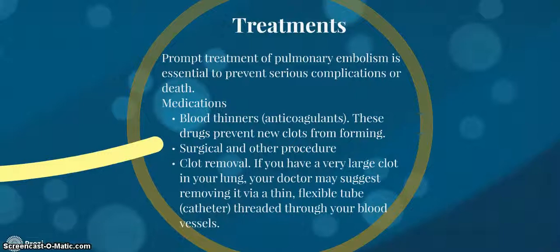Treatments. Prompt treatment of pulmonary embolism is essential to prevent serious complications and death. Medications. Blood thinners, anticoagulants. These drugs prevent new clots from forming. Surgical and other procedures, like clot removal. If you have a very large clot in your lung, your doctor may suggest removing it via a thin, flexible tube, a catheter, threaded through your blood vessels.